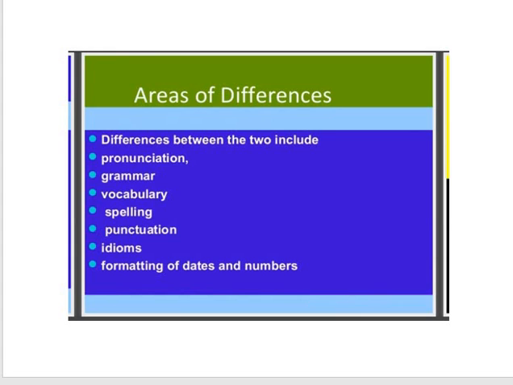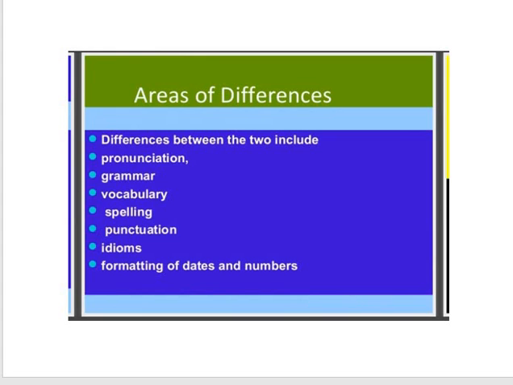For example, in writing, the British keep the letters that account for the spelling differences in these words. Like color: British write it this way, COLOUR, while Americans write it this way, COLOR. And when it comes to aeroplane, British write it this way, AEROPLANE, while on the other side Americans spell it like this: AIRPLANE.